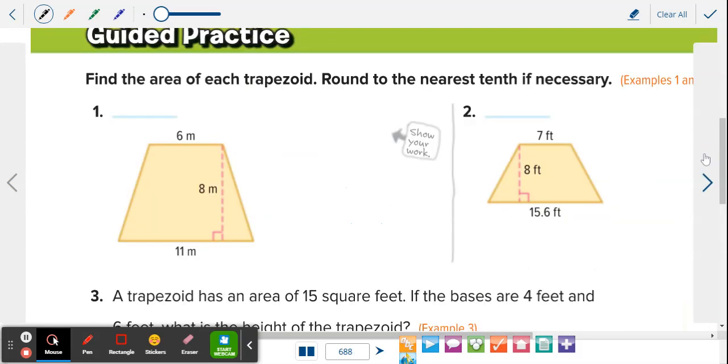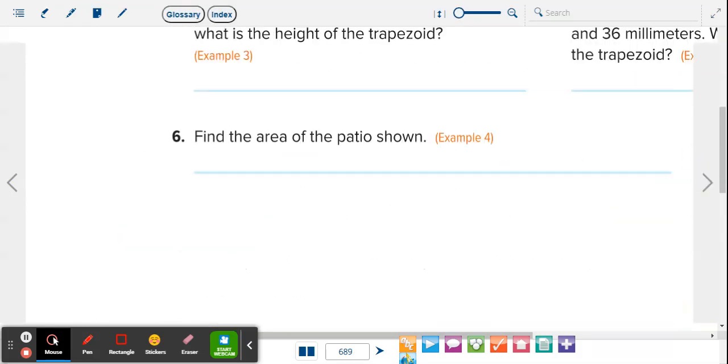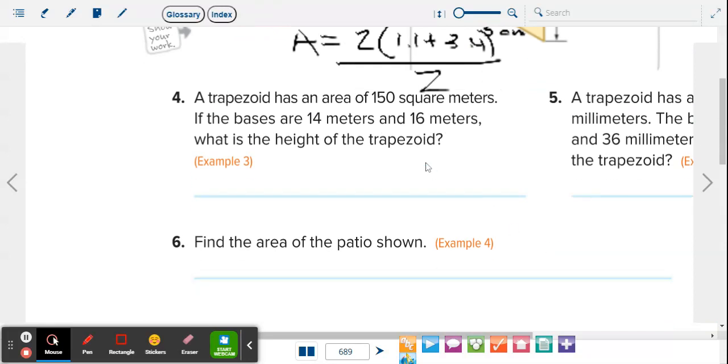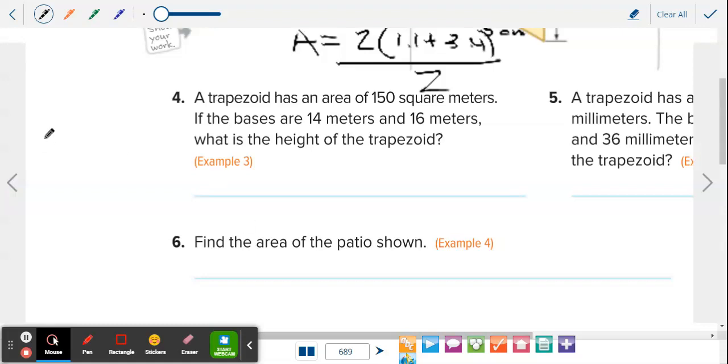So back over to page 689. And we're going to do number 4. So it says a trapezoid has an area of 150 square meters. If the bases are 14 meters and 16 meters, what is the height of the trapezoid? So we're trying to find the height again. So height equals 2 times the area divided by base 1 plus base 2.